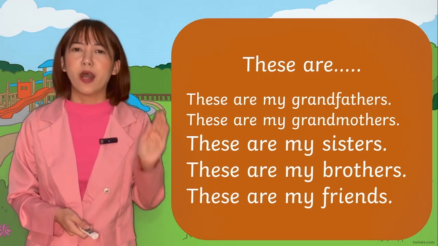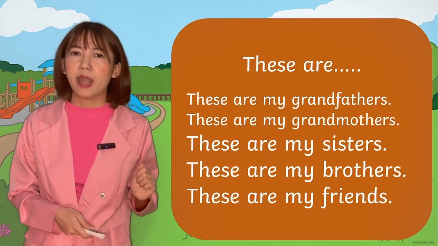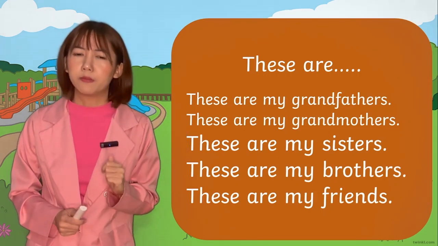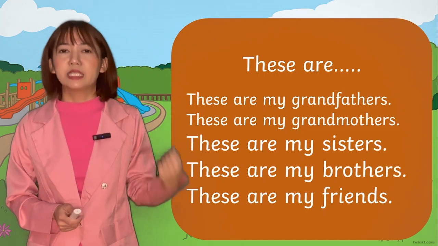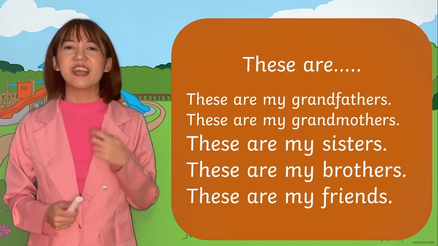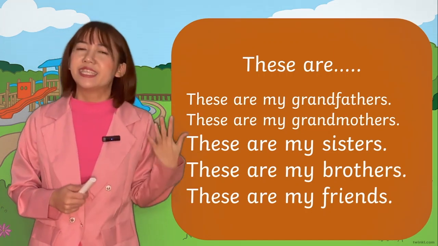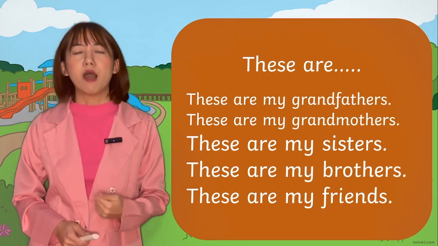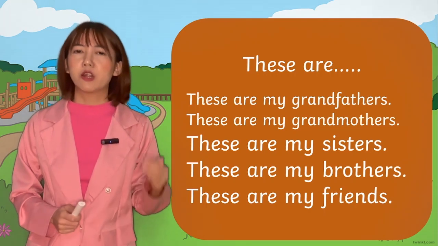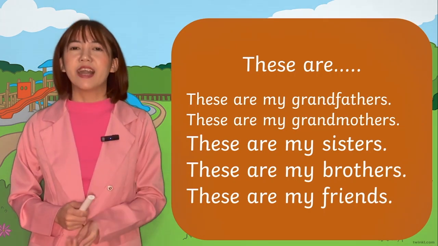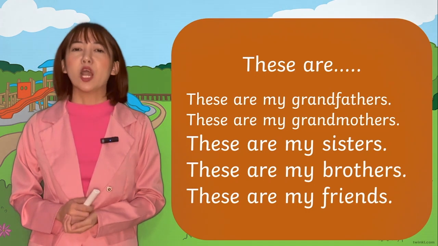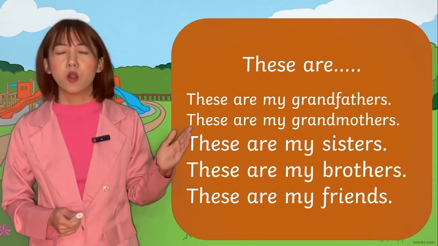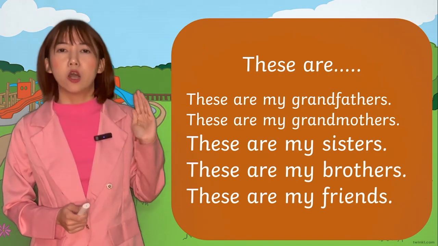These are my grandfathers. These are my grandmothers. These are my sisters. These are my brothers. These are my friends. For plural now, we have to use these are.